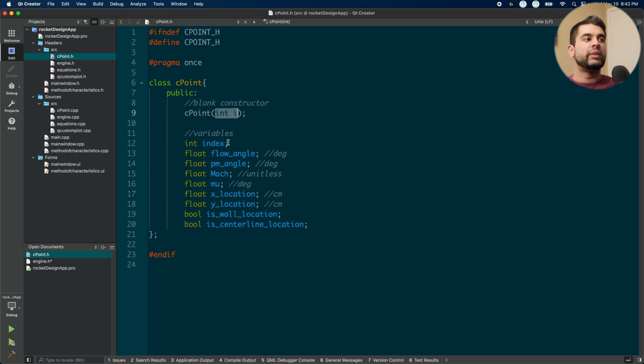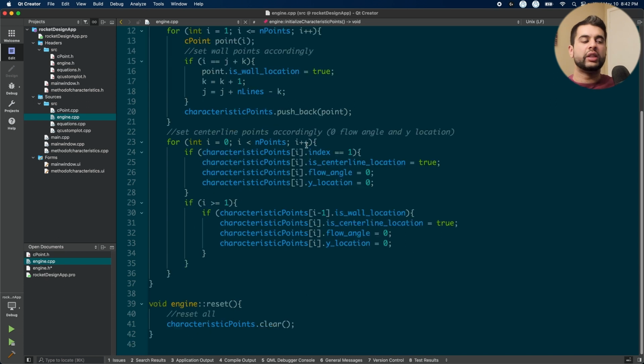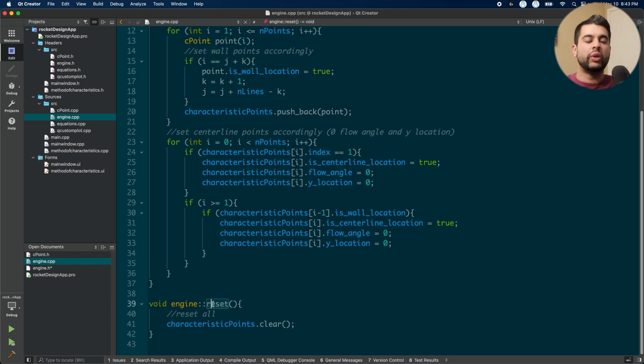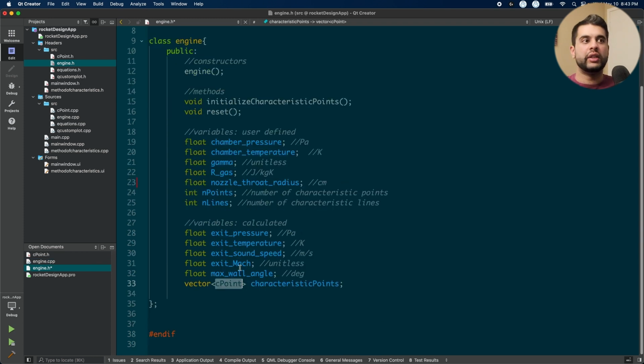So let's look at the methods of the engine class because that's quite interesting. I have two methods. Let's look at the first one, reset. Let's look at this simple one here. In my reset method, all I do is I reset my vector of characteristic points. I clear the vector. Why? Because every time I change my parameters, like let's say I want more characteristic lines, I need to recalculate everything, right? You can't just assume things from the start. You need to reset the whole thing. So I just clear the array. That's my array, which is this one here. And I just clear it. I start from scratch essentially.